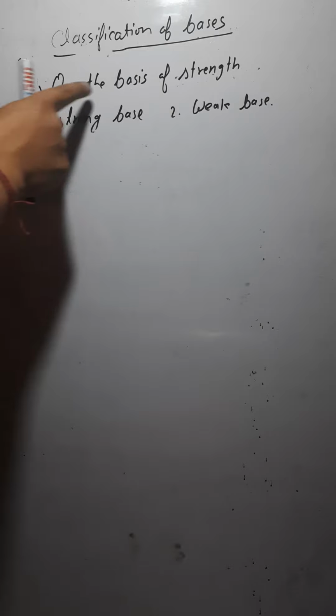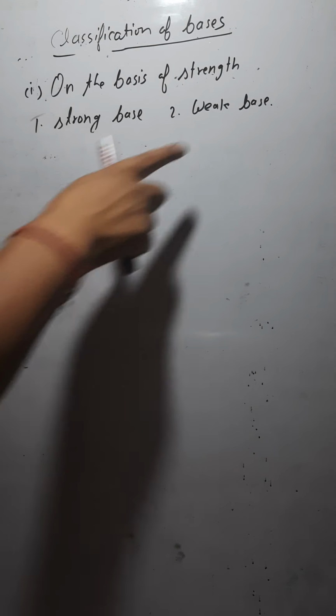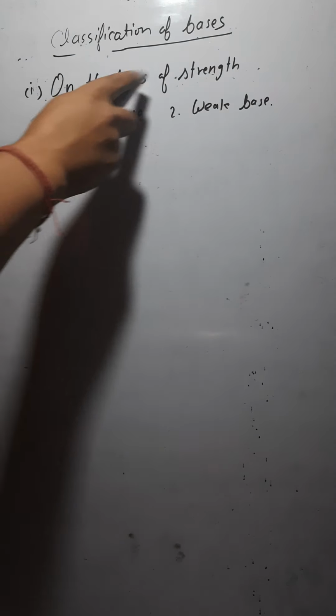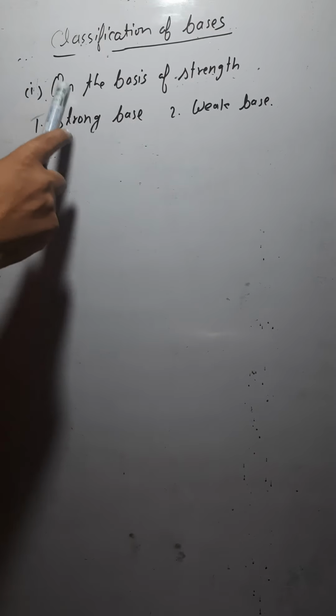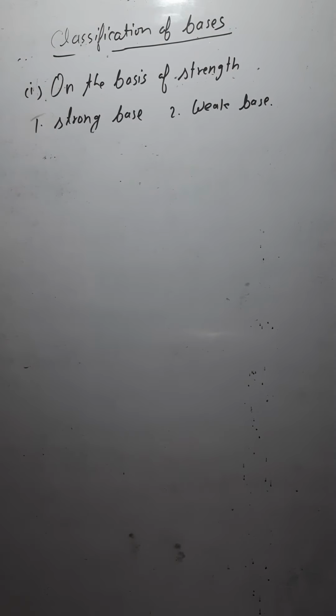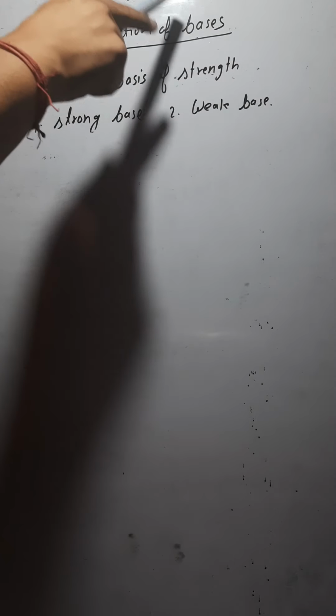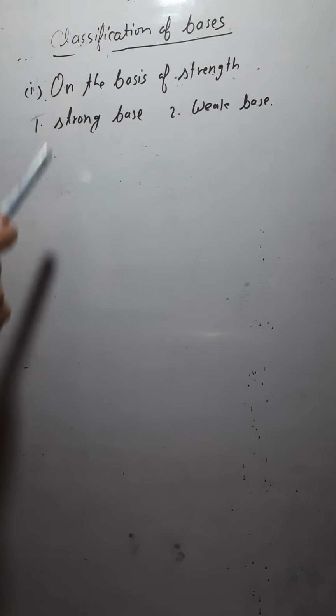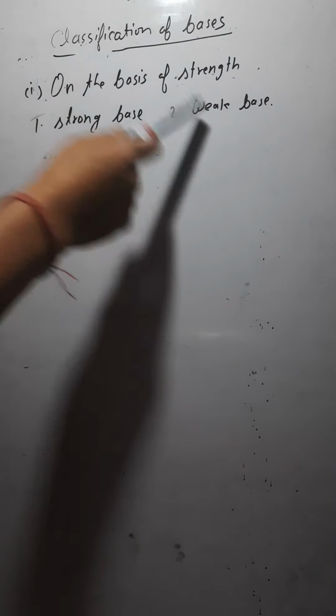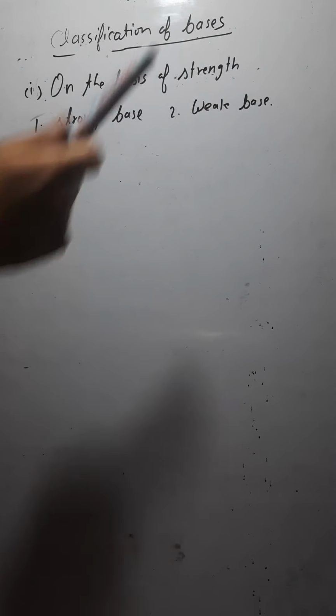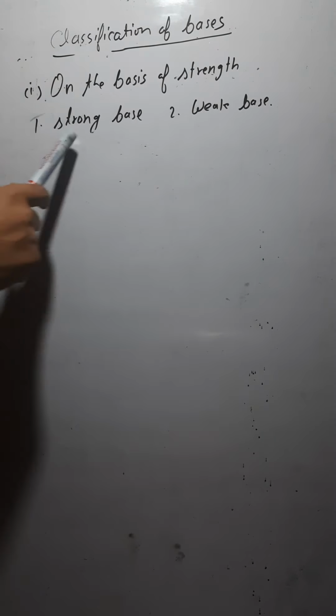So let's say on the basis of strength we have two types of bases. On the basis of strength we have two types of bases, strong base and the weak base. If you are classifying the bases on the basis of their strength, we would have two types of bases. Some would be the strong one and some weak one. Okay, strong base and weak base.